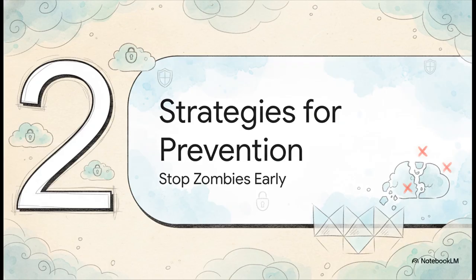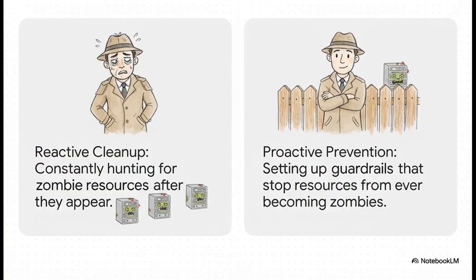Okay, so we've learned how to find the zombies. That's great, but constantly being on the hunt is, frankly, exhausting. So let's switch gears a bit and talk about how we can stop them from showing up in the first place with some really smart prevention strategies. And this all comes down to a really important shift in mindset. You can spend all your time in reactive cleanup mode, basically playing whack-a-mole with these zombies. Or you can switch to proactive prevention, building guardrails that stop resources from ever becoming zombies to begin with. The goal here is to make waste the exception, not the rule.